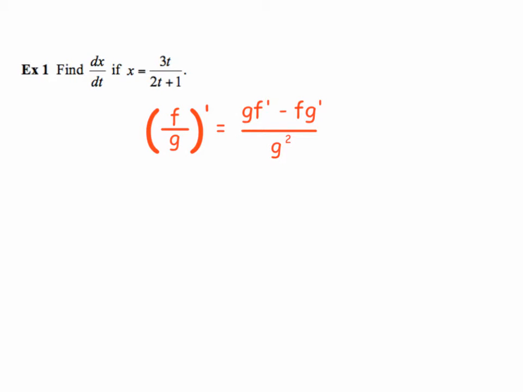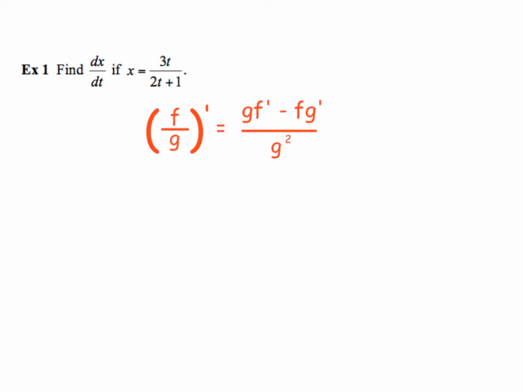So find the derivative of 3t over 2t plus 1. 3t is the numerator and 2t plus 1 is the denominator. So by following my formula, which I've listed here in red, you're going to have the denominator times the derivative of the numerator minus the numerator times the derivative of the denominator over the denominator squared.